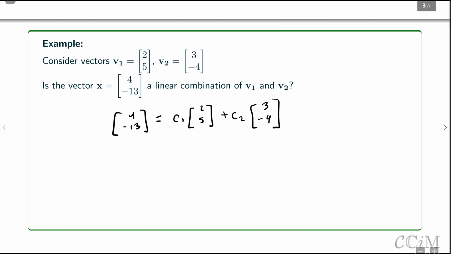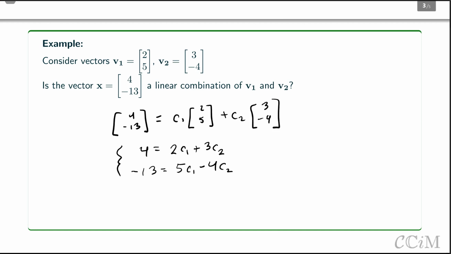In other words, 4 would have to be equal to 2 times c1 plus 3 times c2, and my negative 13 would have to be equal to 5 times c1 minus 4 times c2. Notice here I have a set of two equations and two unknowns, c1 and c2. So figuring out whether the vector x is a linear combination of v1 and v2 is equivalent to solving the set of two equations and two unknowns.